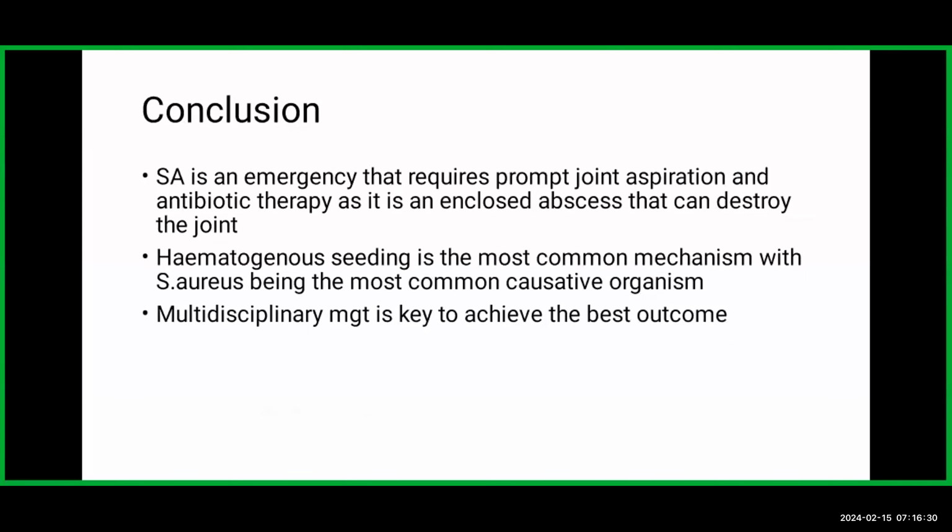So in conclusion, septic arthritis is an emergency that requires prompt joint aspiration and antibiotic therapy, as it is an enclosed abscess that can destroy the joints, and hematogenous seeding is the most common mechanism, with Staph aureus being the most common causative organism. However, in the presence of background comorbidities like immunosuppression, we should think of other causative organisms like the gram negatives, and a multidisciplinary approach is key to achieve the best of outcomes. Thank you for your attention.